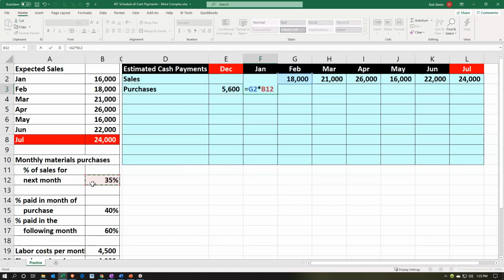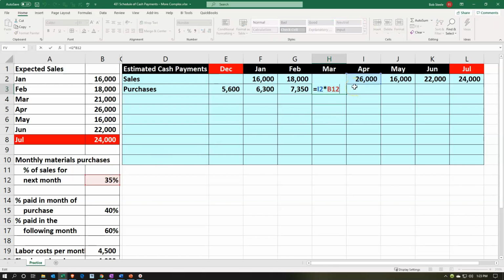So we're going to take the 18 times 35%, and then in February we're going to be picking up the March sales and then multiplying that times the 35%. Let's do one more month, and then in March we're going to be picking up April times the 35%. Now let's do our absolute reference and copying across using the autofill by double-clicking on this.